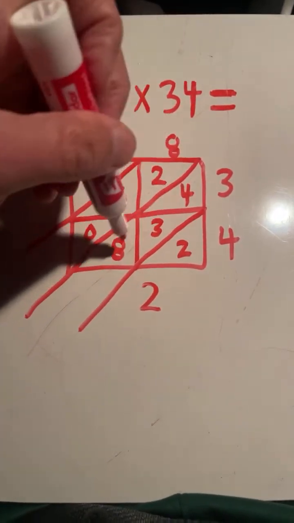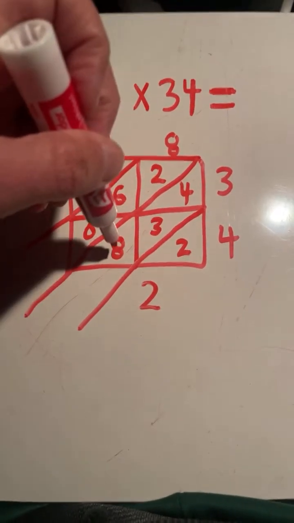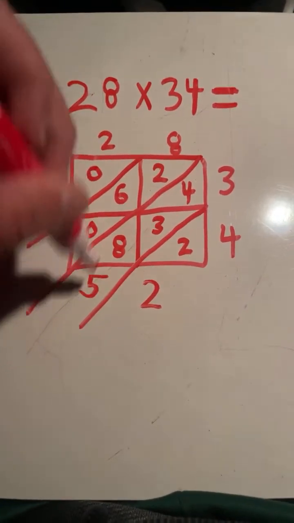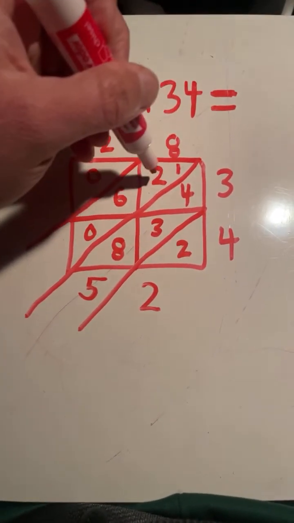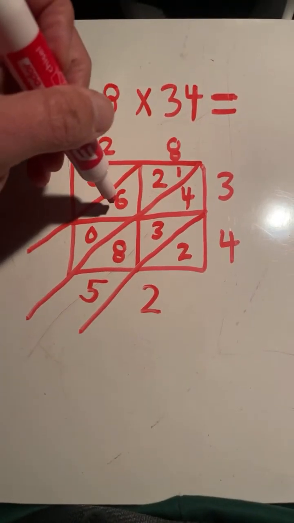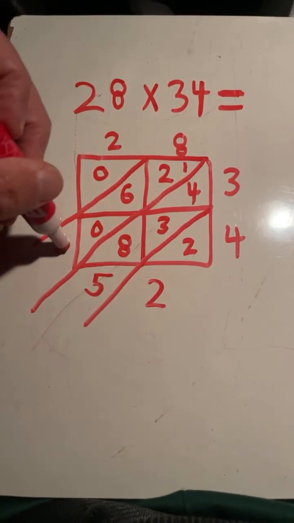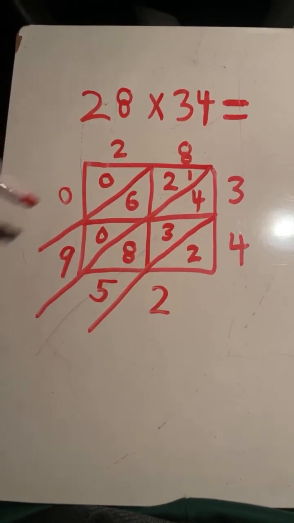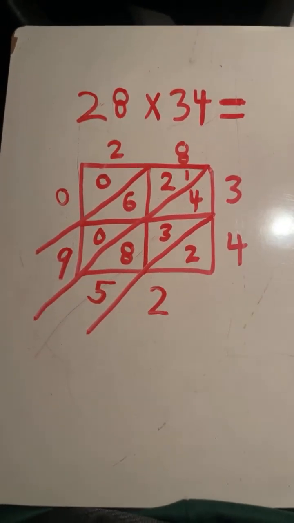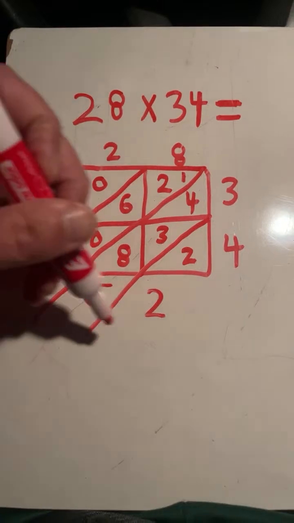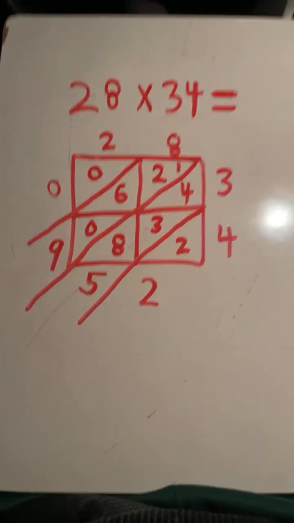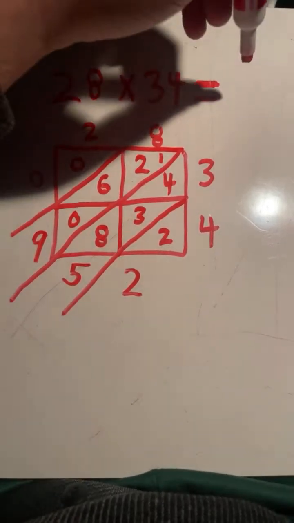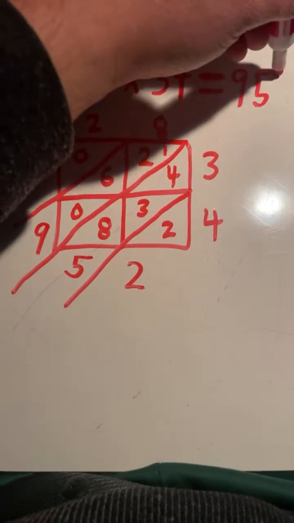In between the next set of diagonal lines, we have 4 plus 3 plus 8. So that's a 15, so we do need to regroup. So 5 of the 15 is going to go here, then we're going to carry the 1 over. 1 plus 2 equals 3. Plus 6 equals 9. Plus 0 again equals 9. In the last diagonal line, we have a 0 here. Then we're going to read the number going across. So we have 952. So 28 times 34 equals 952.